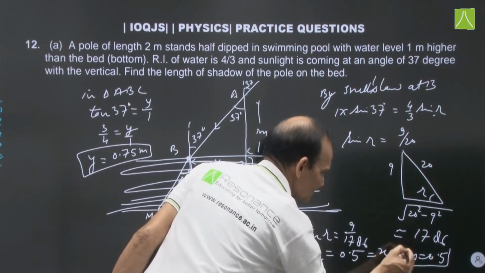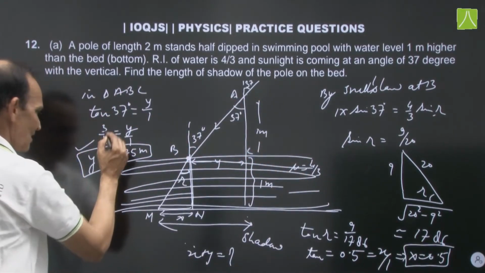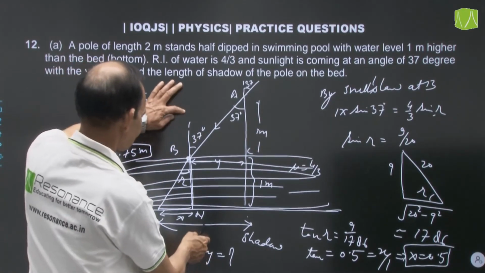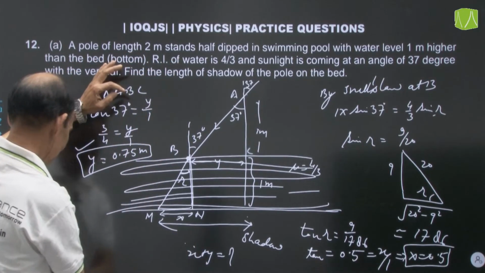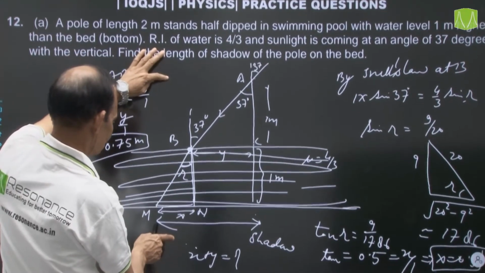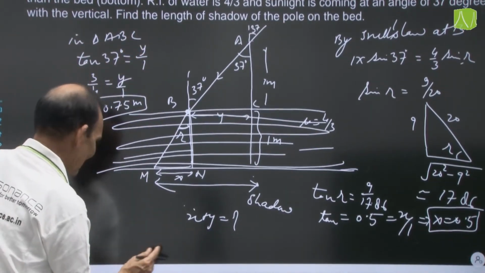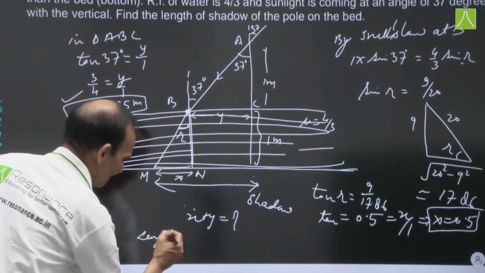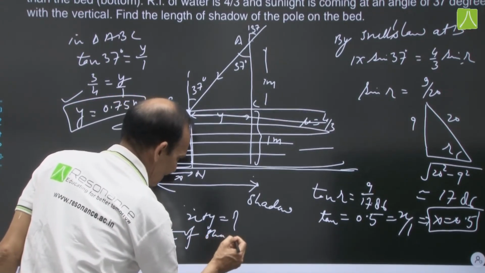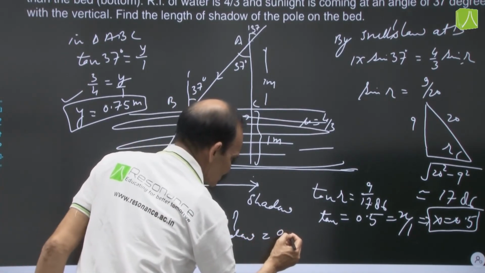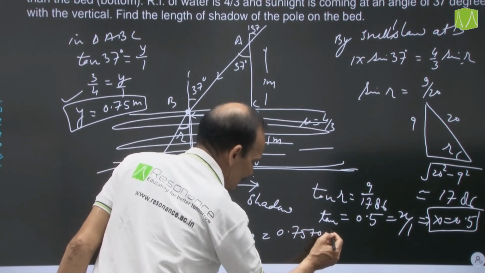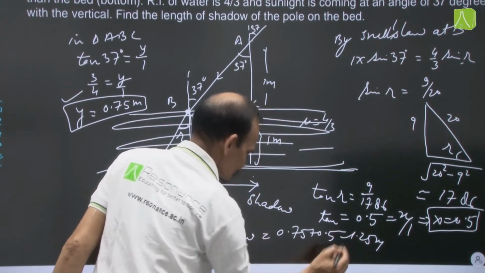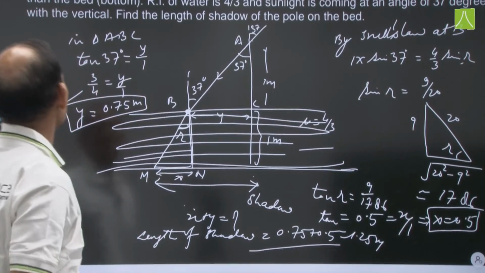It is x. It is y. You have to find x plus y. How will you find it? The length of the shadow is 0.75 plus 0.5, that is 1.25 meter. It is the answer. The correct answer is this one.